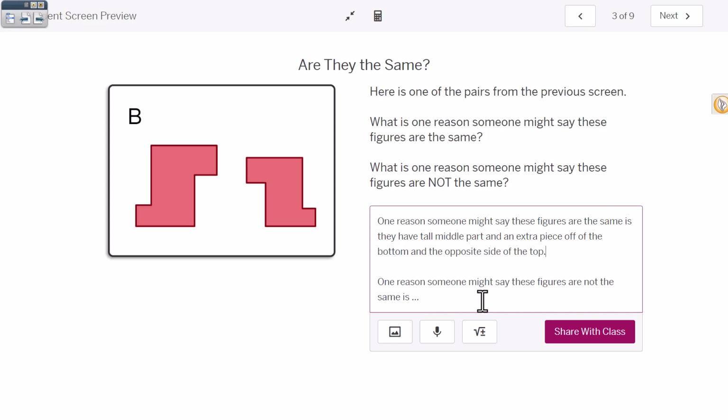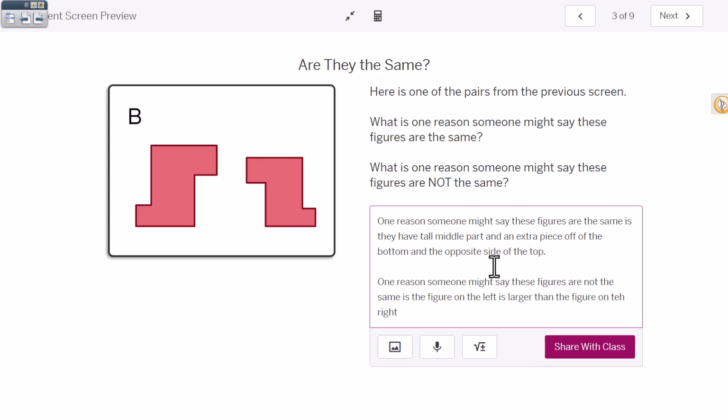But one reason someone might say these figures are not the same is they're not the same size. The one on the left is bigger than the one on the right. So I wouldn't say that these were the same.